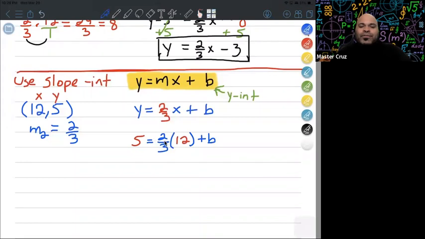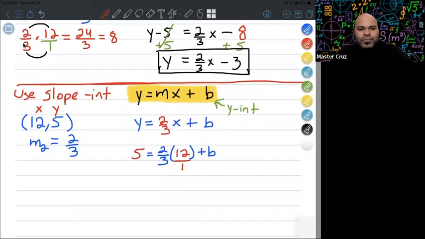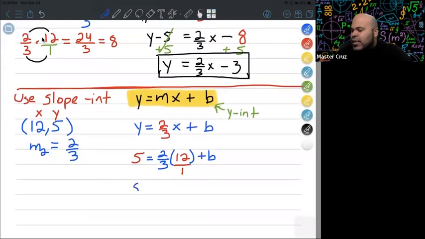So I'm going to simplify, right? We kind of multiplied earlier. We know that you put this over 1, and we did it up here. We multiplied already 2/3 times 12. So we know that's 8. So I'm just going to come over here and say that 5 equals 8 plus b, okay?